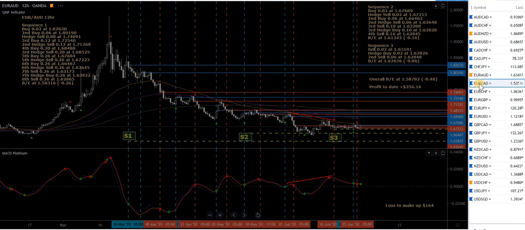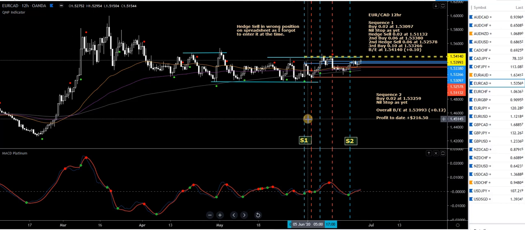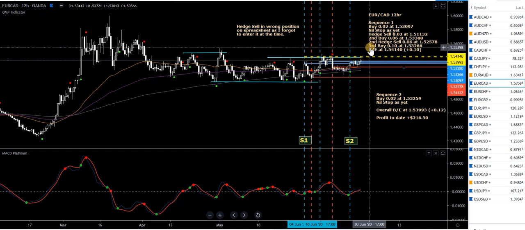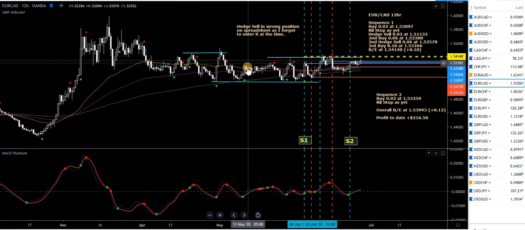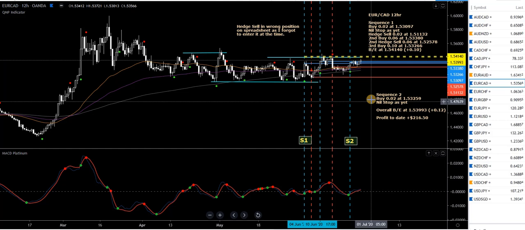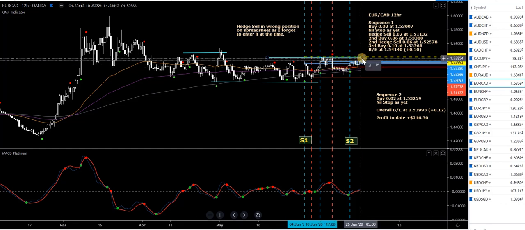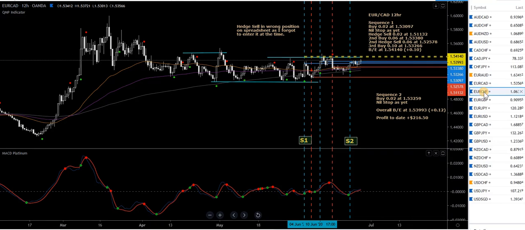Euro CAD. What do we got here? I've got a buy, hedge sell, second buy, second hedge sell, third buy. Yep. So it's sequence 1, and we just got to break this previous high here. You can see this thing's been range bound. Euro CAD, it's been a terrible pair to trade, really. It's probably all right in the 1 hour chart or the 4 hour chart, but on the 12 hour and daily charts, it's just been going sideways. So we just got to push up through these yellow lines to get to the break-even levels.